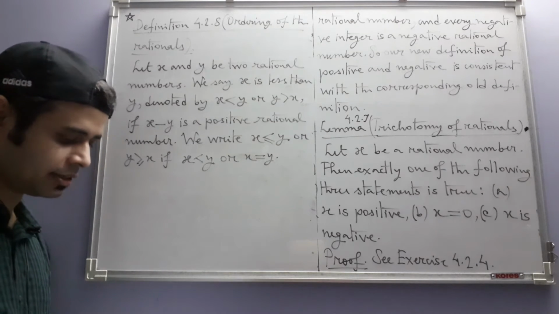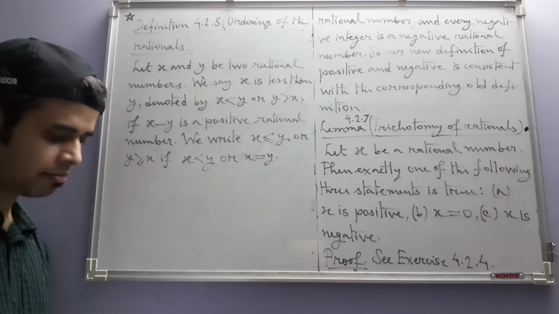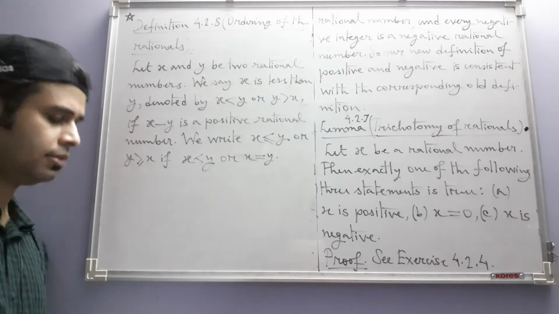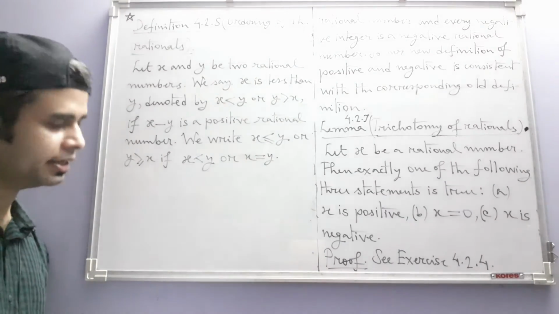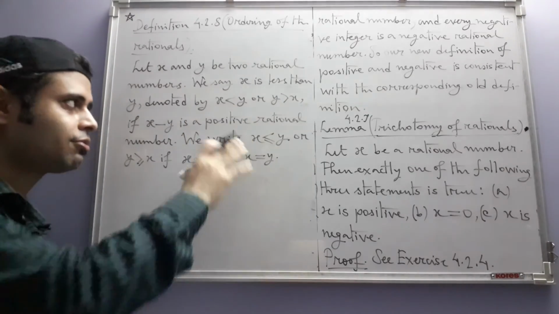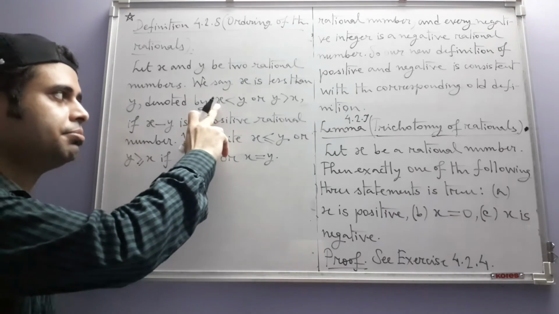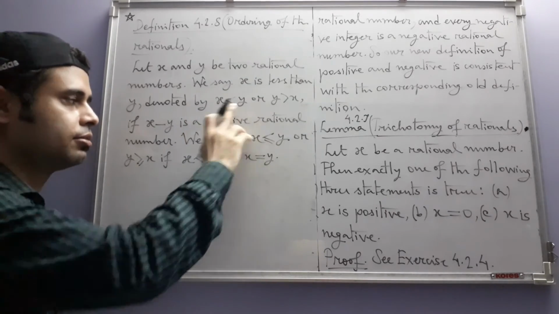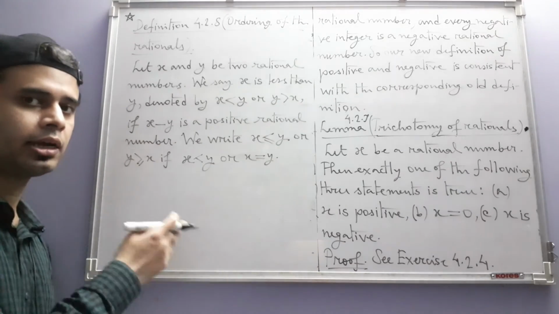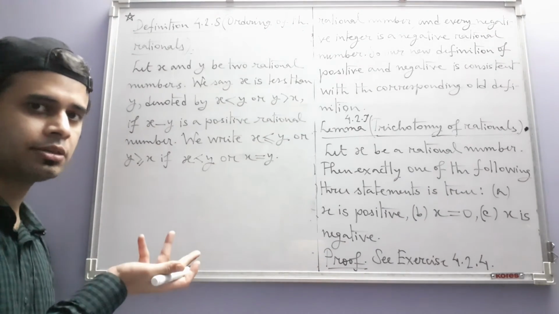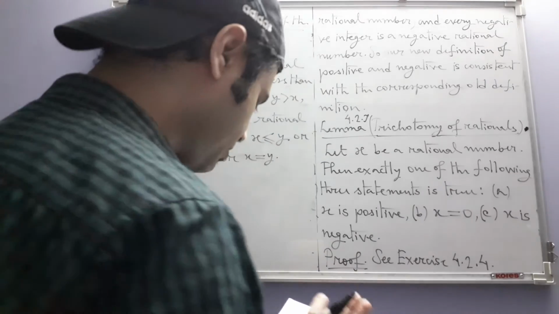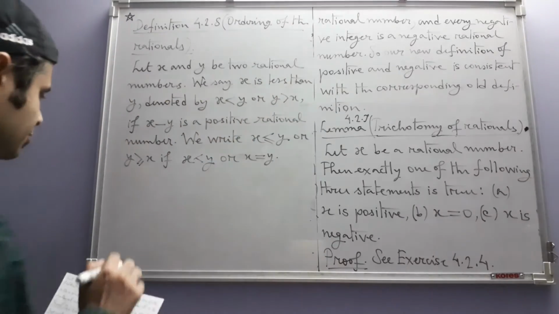Okay, Tao has defined y less than x also separately. Is that actually needed? Because this part itself covers that. If you have y less than x, then that would mean that x minus y is a positive rational number. So I am not making that a part of the definition.